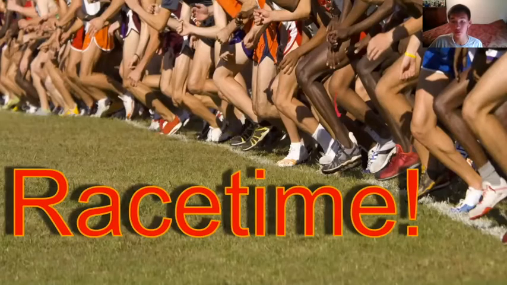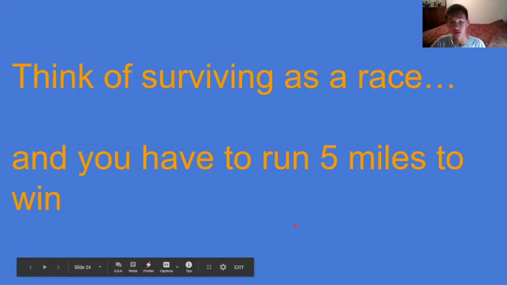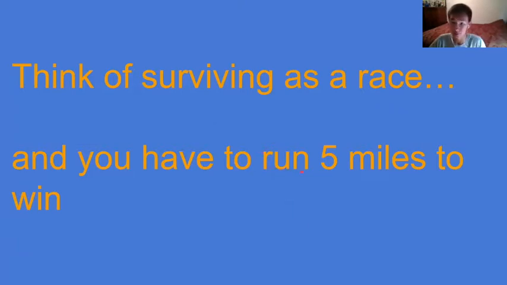Now we're going to go into an analogy, because I know I talked about this all at a high level, right? But what does that actually mean when we think about natural selection and how genes are passed on, because we talked about some DNA as well. So here we're going to use an analogy of a race. Think of surviving as a race, and you have to run 5 miles to win the race.